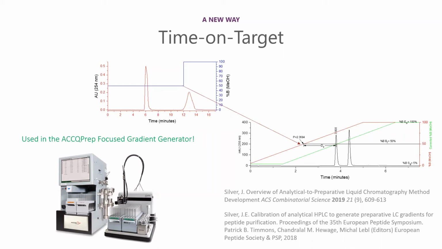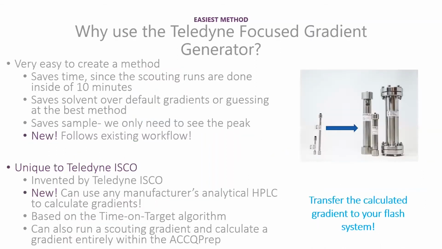Like the accelerated retention window, the time on target algorithm determines a focused gradient specific for the desired compound, but the gradient is better optimized for that compound with the time on target algorithm. Why would you use this method? The calibration is simple and needs to be done only once.